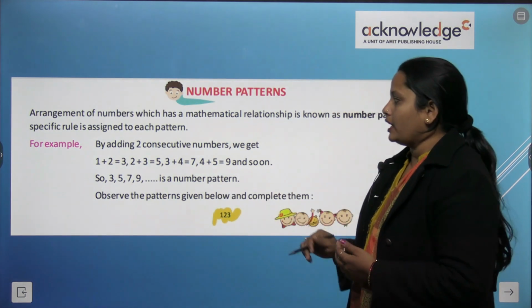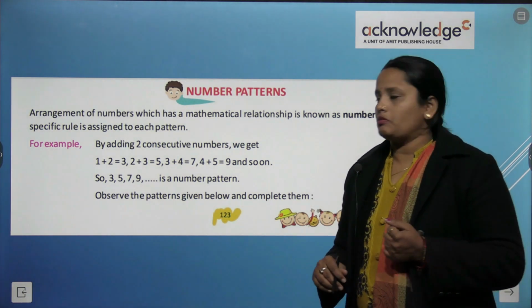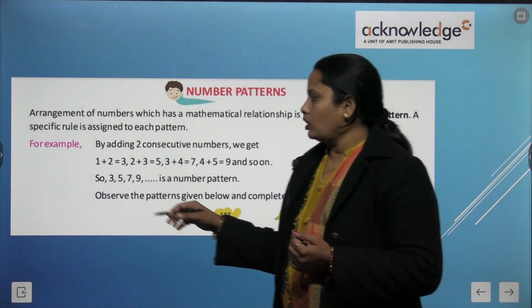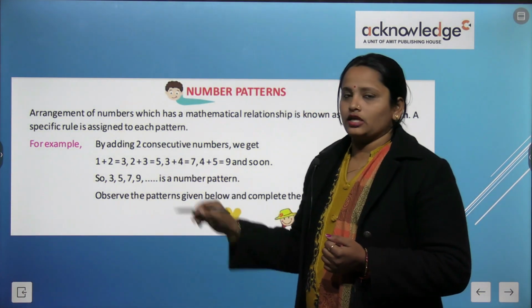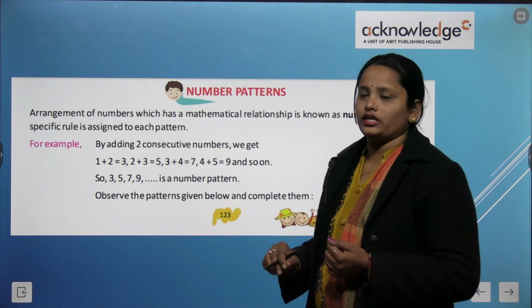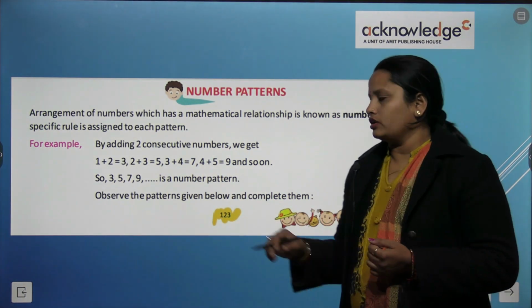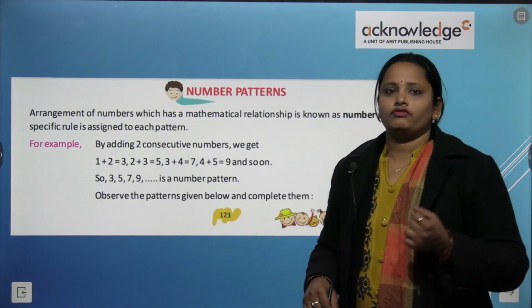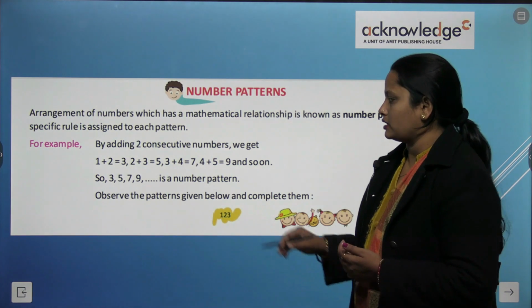For example, by adding two consecutive numbers we get: दो consecutive numbers को जब हम add करते हैं तो जैसे 1 और 2 को ऐड किया 3 मिला, 2 और 3 को ऐड किया तो 5, 3 और 4 को ऐड किया तो 7, 4 और 5 को ऐड किया तो 9 and so on. So 3, 5, 7, 9 is a number pattern. ये एक number pattern है.